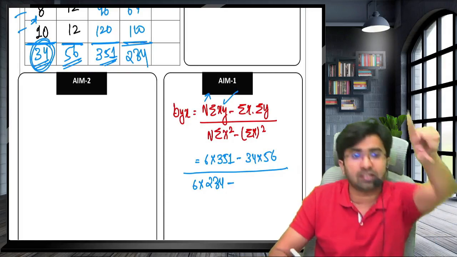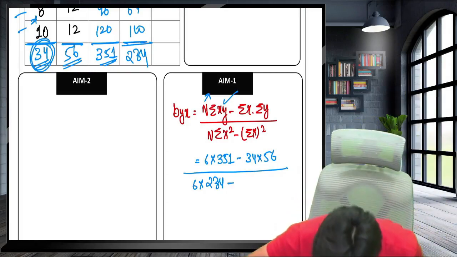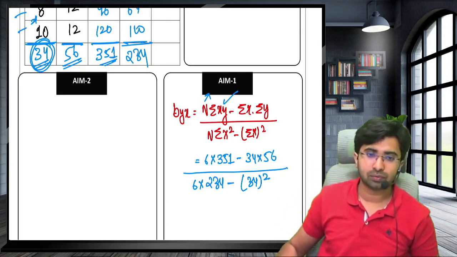Now you have 234 minus summation x whole square. Summation x is 34, so the square of summation x will be 34 whole square. Guys, say yes or no.